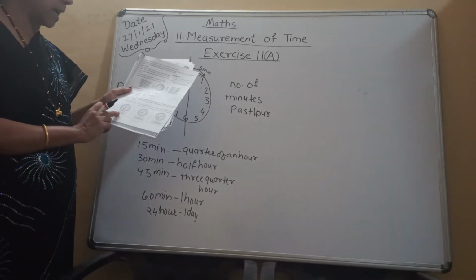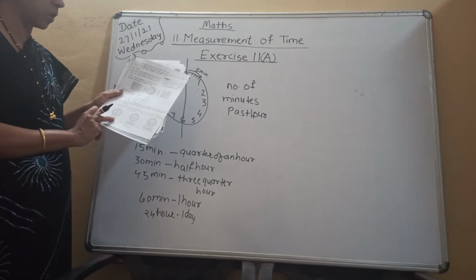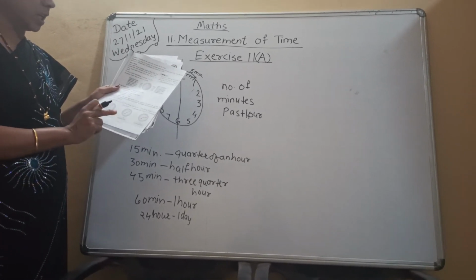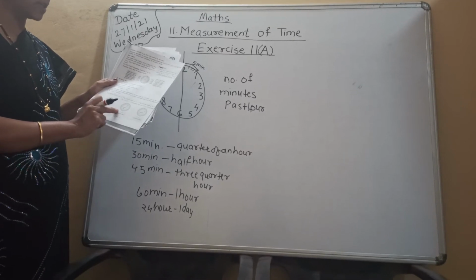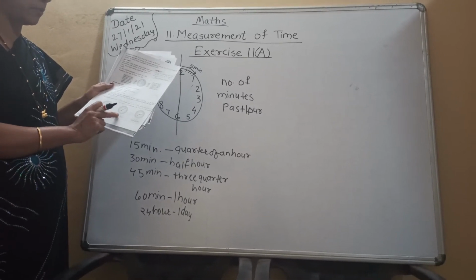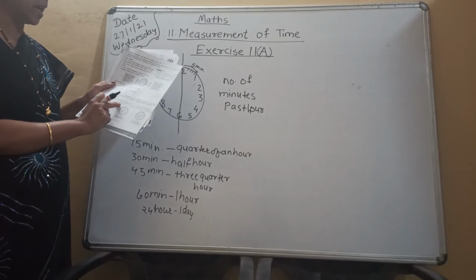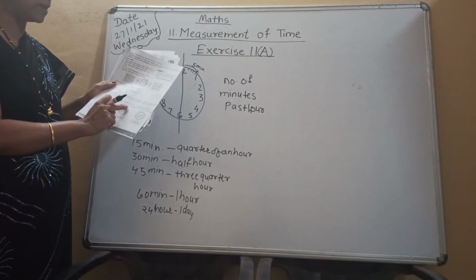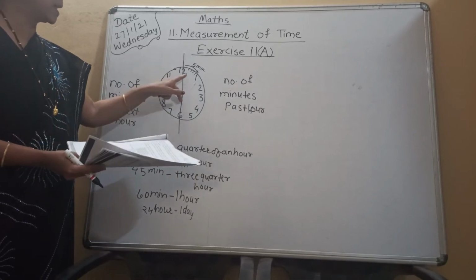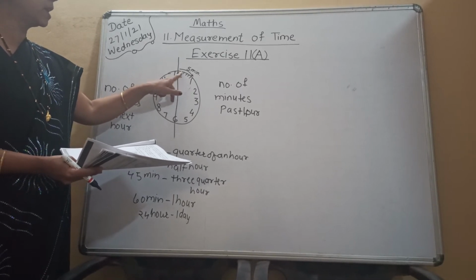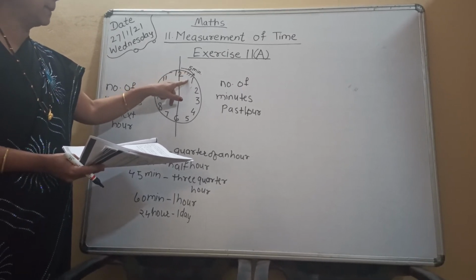Now see what is the time in this clock? 7 o'clock. Exactly 7 o'clock. Now see in the second picture what is the time? 7:05, or we can say 5 minutes past 7. Now what we have to do here? 5 multiplied by 1, 5 ones are 5. I just told you, from 12 to 1, how many minutes are required? We require 5 minutes.